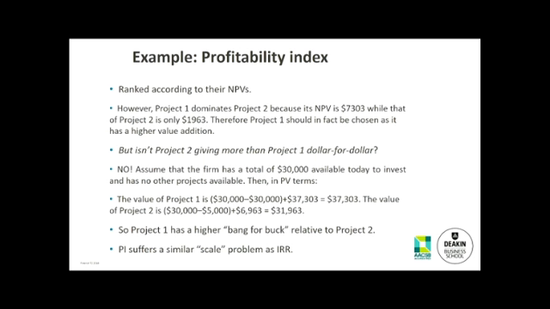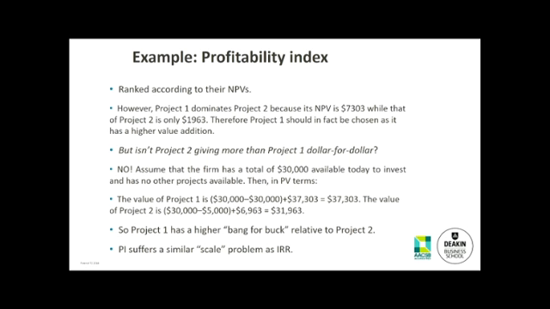This will be our last example about the scale issue. You can read these slides by yourself. I will quickly go through it. It's just like my example in week 5. Project 1 gives you an NPV of 7,300. Project 2 only gives you an NPV of 1,960.